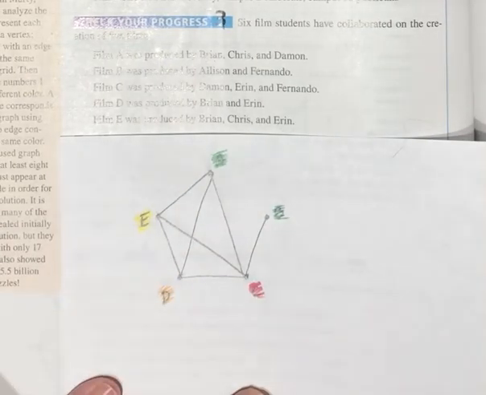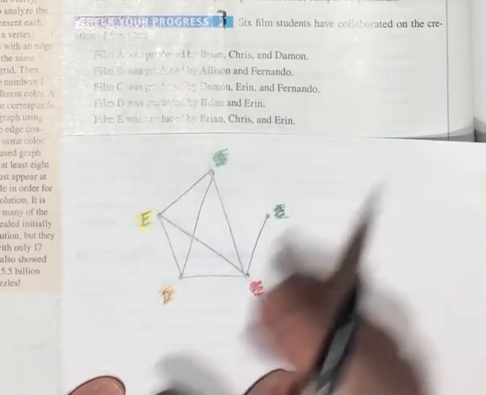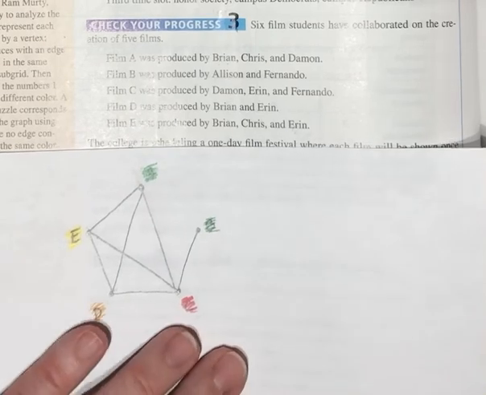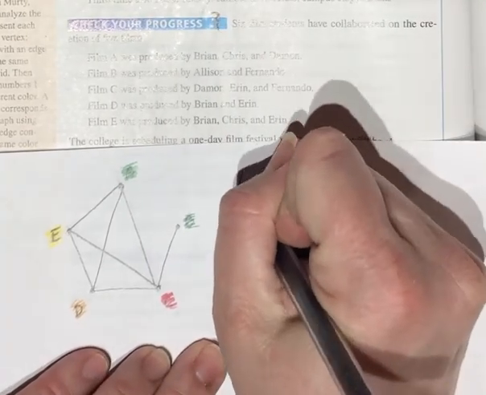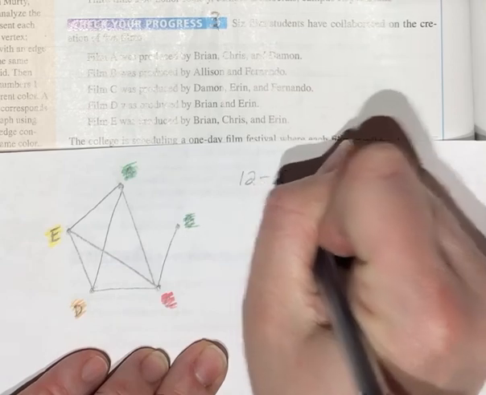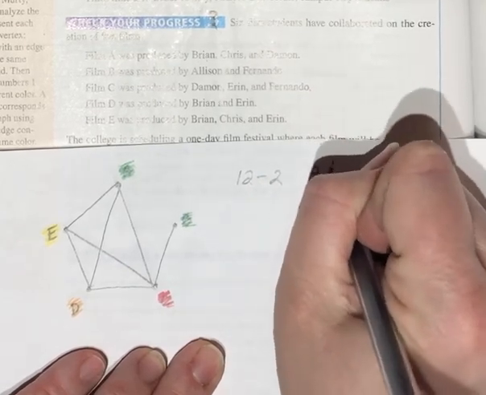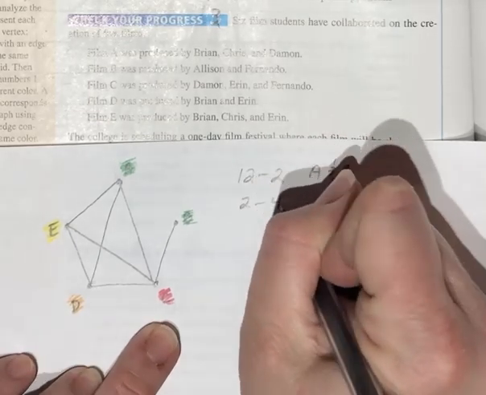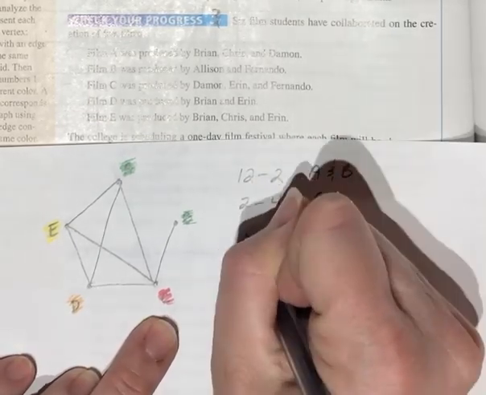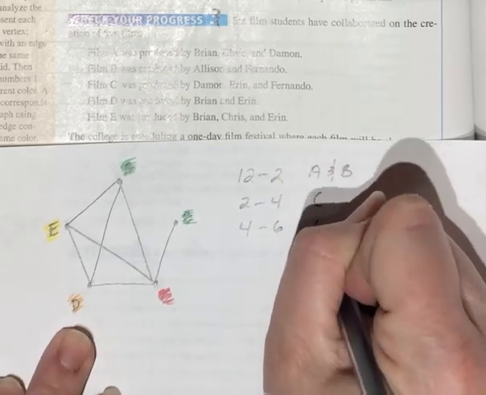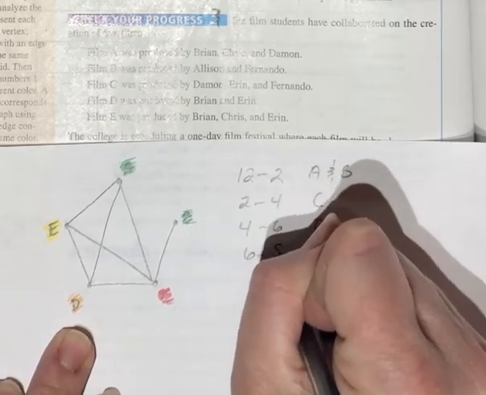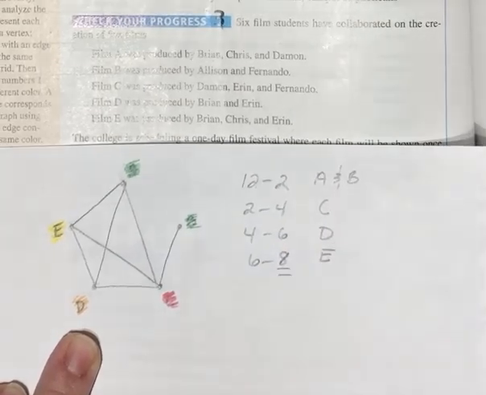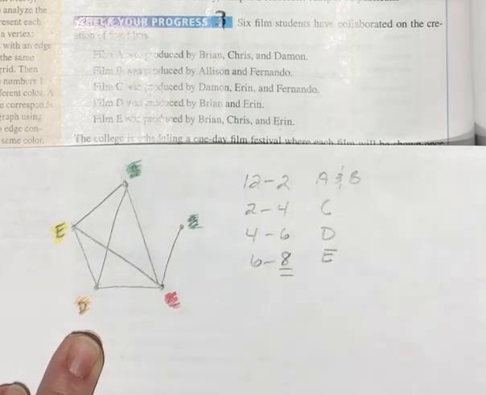So to answer their question, now they told us that this starts at noon, okay? So if this starts at noon, and they're going to be in 2-hour slots, so from 12 to 2, I could show A and B. They're not going to have any conflicts. And then from 2 to 4, I could show C. From 4 to 6, I could show D. And then from 6 to 8, I could show E. So the earliest it's going to get done is 8 p.m. and there's my schedule for the day.